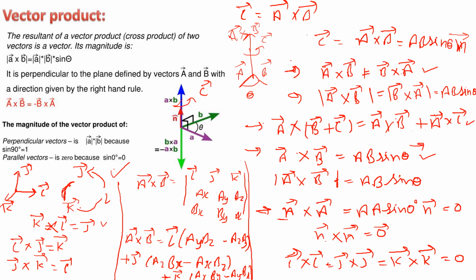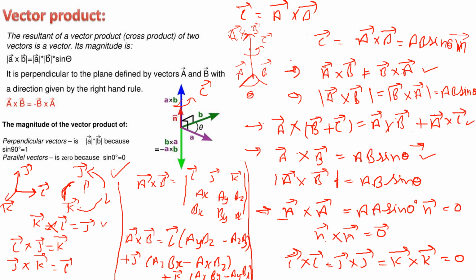Also, the cross product is not commutative. So j vector cross i vector is equal to minus k vector, and we also see k vector cross j vector is equal to minus i vector, and i vector cross k vector is equal to minus j vector.